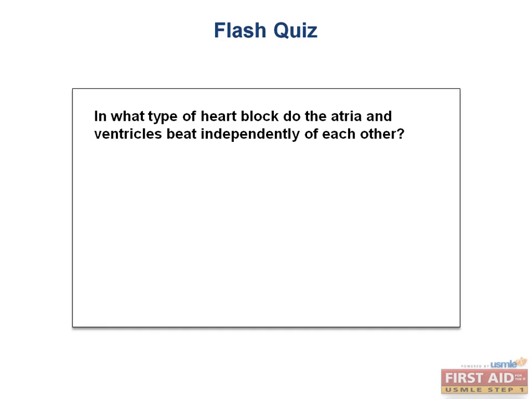So another flash quiz is upon us. They keep sneaking up on us. In what type of heart block do the atria and the ventricles beat independently of each other? We know this. Think about what would cause the atria to beat independently of the ventricles.